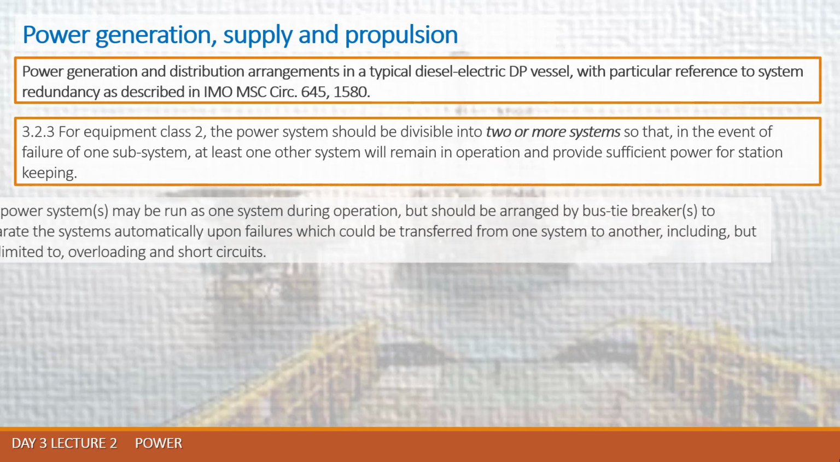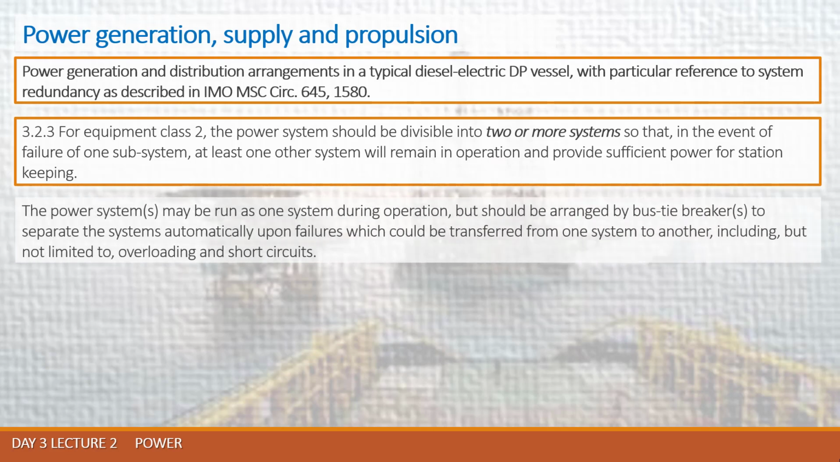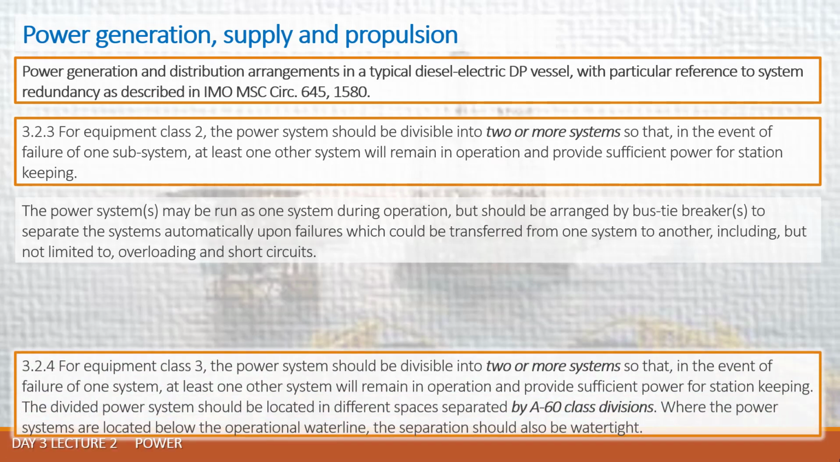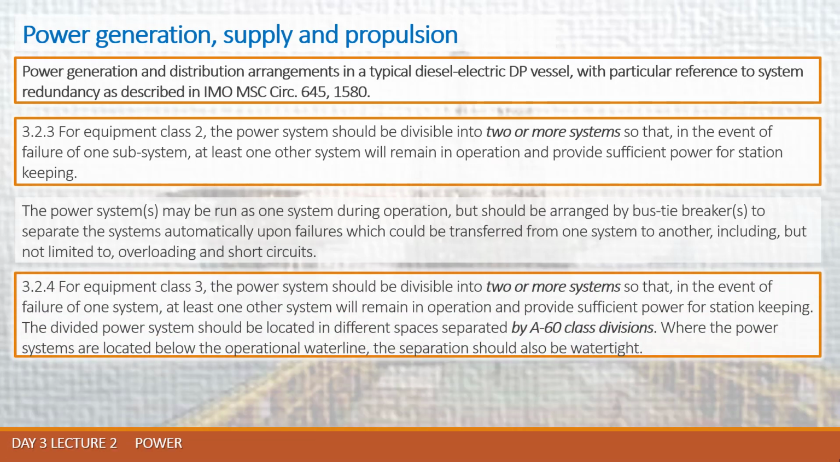For equipment class 3, the power system should be divisible into two or more systems, so that in the event of failure of one system, at least one other system will remain in operation and provide sufficient power for station keeping. The divided power system should be located in different spaces separated by A60 class divisions. Where the power systems are located below the operational waterline, the separation should also be watertight. Bus tie breakers should be open during equipment class 3 operations, unless equivalent integrity of power operation can be accepted.